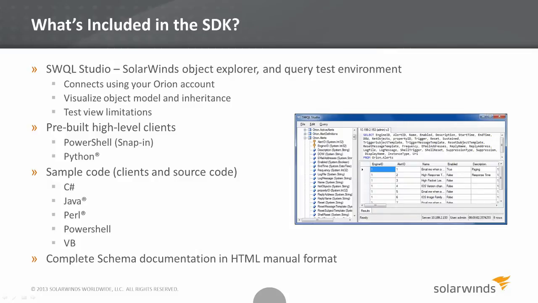It'll also let you test your view limitations, because you can log in under different account context. There's also a number of high-level clients that are already built for you. There's a snap-in for PowerShell, and there's one for Python. And then there's sample code for everything from C# to Java, Perl, PowerShell, and VB. The other thing that's really cool is you get complete schema documentation in the HTML format.